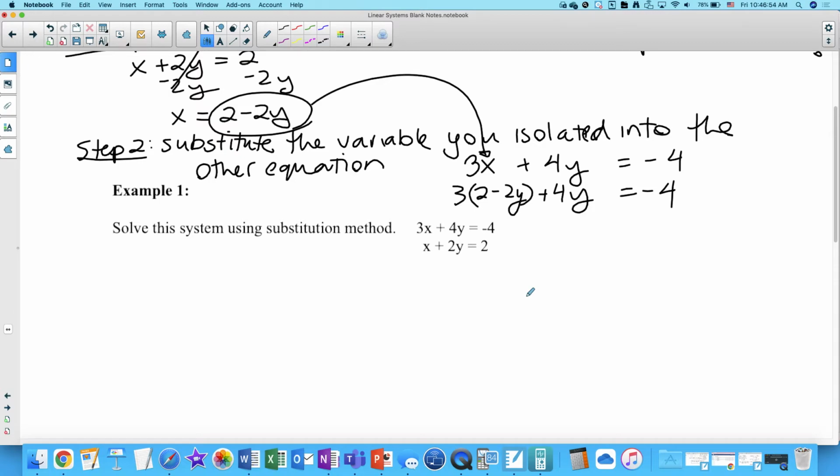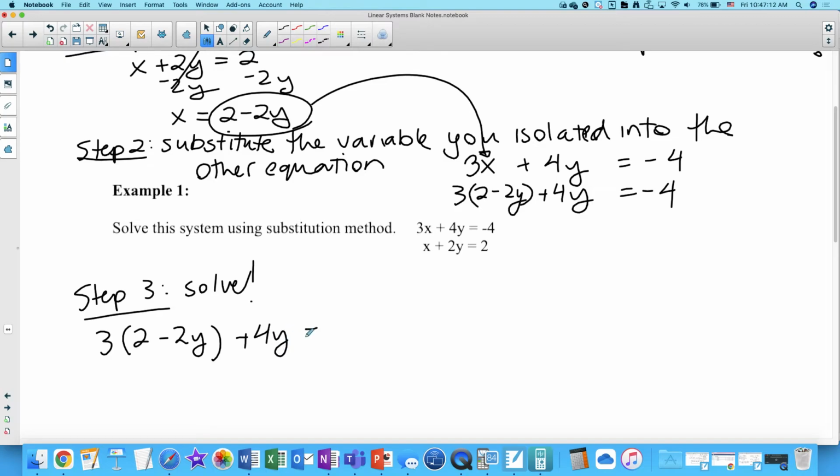Solve. So we have 3 times 2 minus 2y plus 4y equals -4. And then, yes, you're absolutely right. We do have to simplify because before we can start isolating a variable, both sides of the equation must be simplified. So I'm going to distribute. That's going to give me 6 minus 6y plus 4y equals -4.